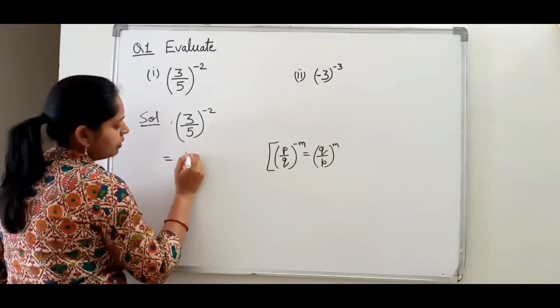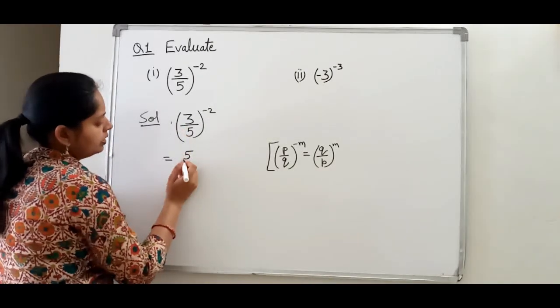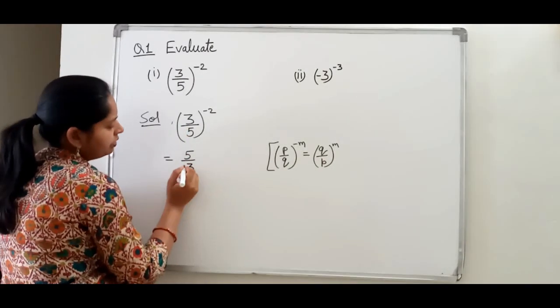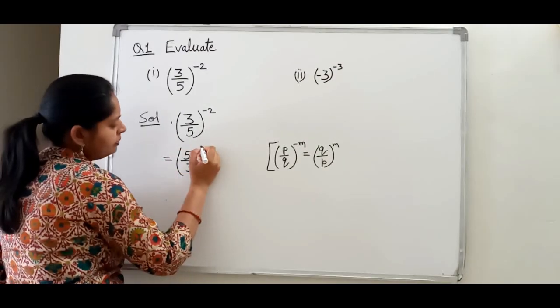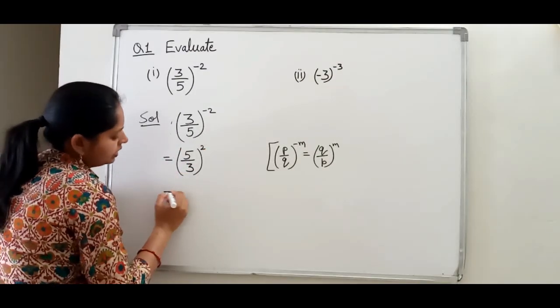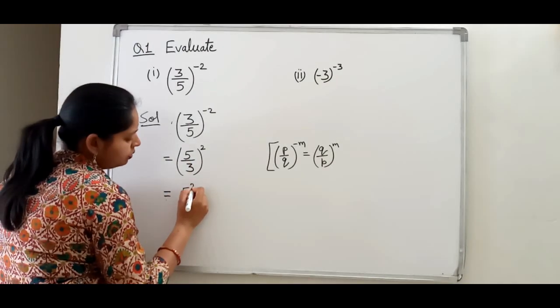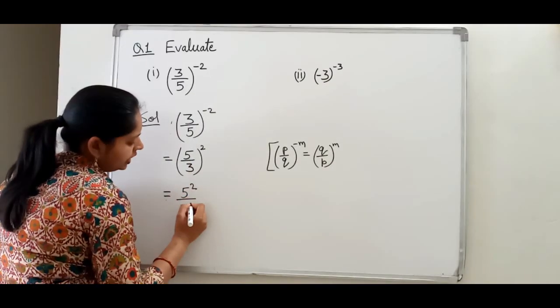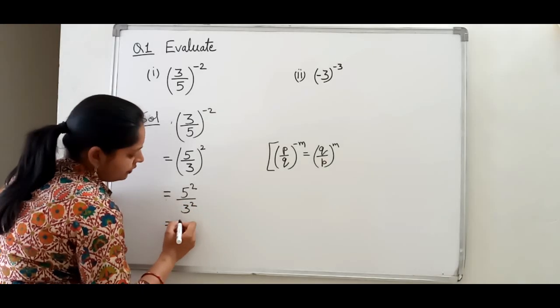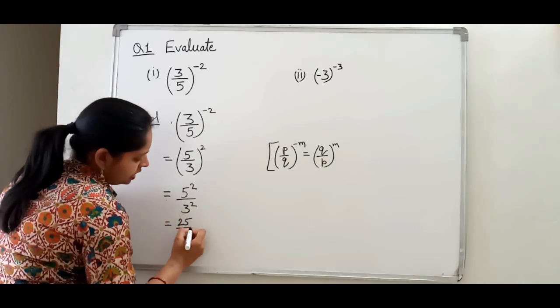It means we have to take the reciprocal of the term inside to make the power positive. So make it reciprocal. The reciprocal of 3 upon 5 will be 5 upon 3 and the power will become positive now. Is it clear? Then see, the power is 2. That means 5 to the power 2 upon 3 to the power 2. That is equal to 5 5 is 25, 3 3 is 9.